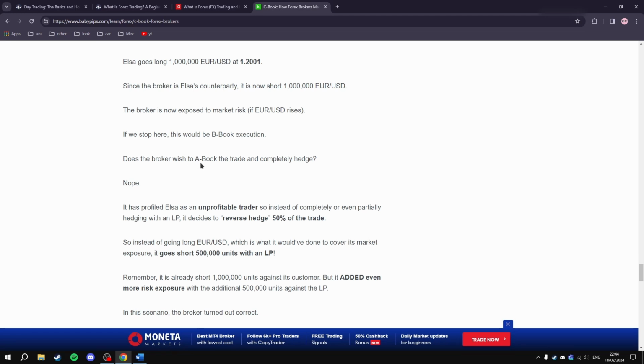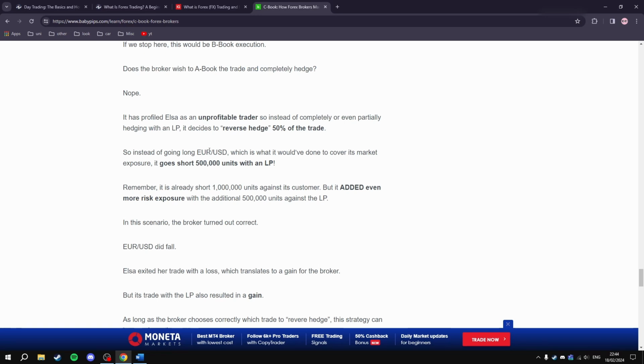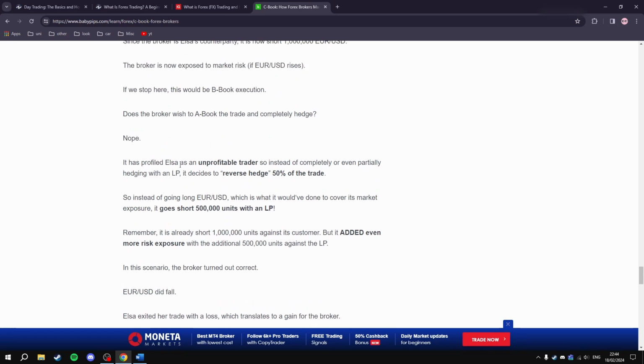Does the broker wish to A-book the trade and completely hedge? Nope. It has profiled Elsa as an unprofitable trader, so instead of completely or even partially hedging with an LP, it decides to reverse hedge 50% of the trade. So instead of going long EUR/USD, which is what it would have done to cover its market exposure, it goes short 500,000 units with a liquidity provider.